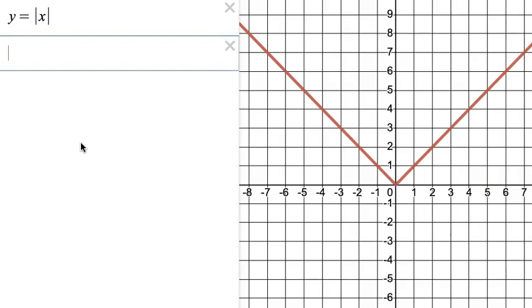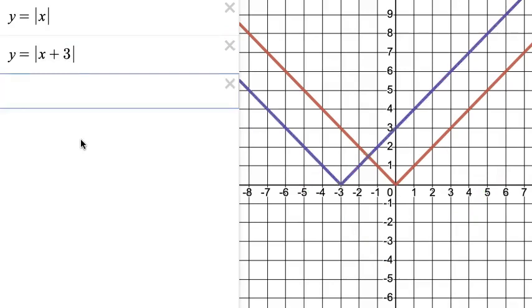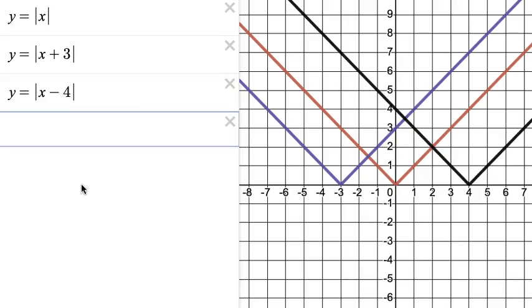Something a little different happens when we try to move the graph right and left. When we add 3 inside the absolute value bars, we notice that the graph doesn't move right, it moves left. The vertex moves from 0, 0 to negative 3, 0. So inside the absolute value bars, it doesn't work exactly how our common sense would hope it would. And notice once again, when we subtract 4 inside the absolute value bars, the graph moves right 4.